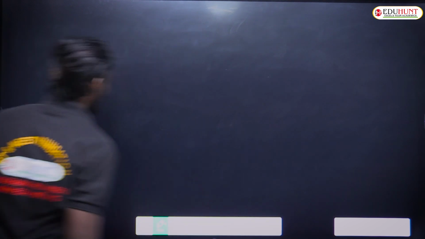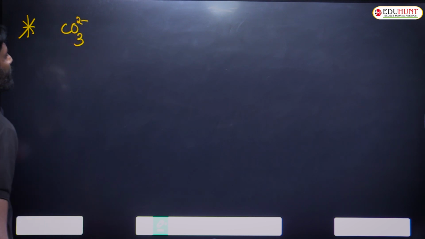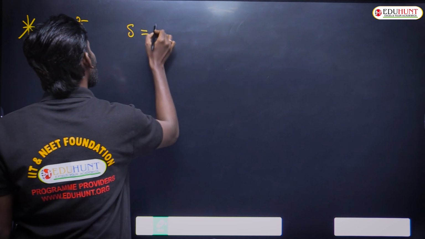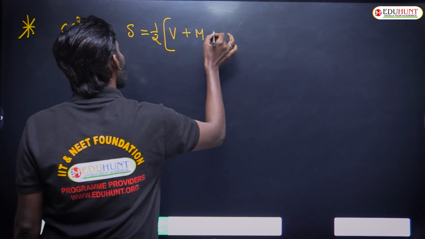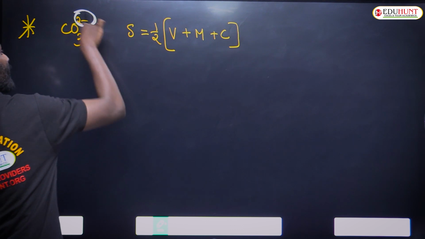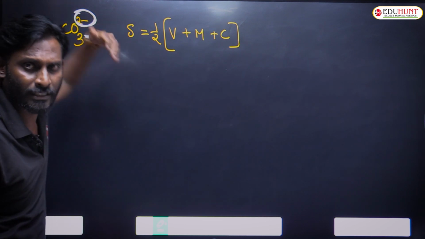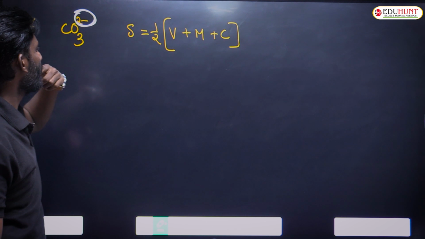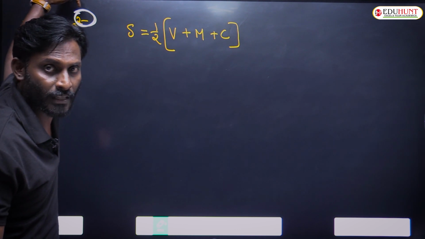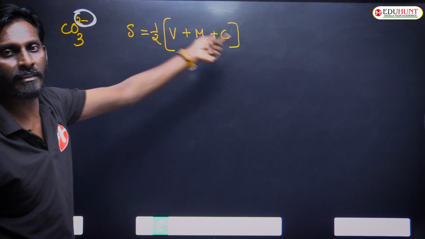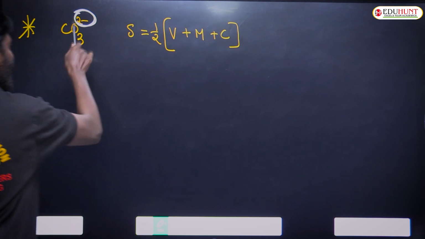Okay. Next, let's do some anions also. CO3 2 negative. What is the formula to calculate the steric factor for an anion? Half into valence electrons of the central atom plus monovalent atoms plus charge magnitude. Because it is an anion, the charge magnitude is added here. There is 2 unit negative charge. See, if it is an anion, then the charge magnitude has to be added. If it is a cation, the charge magnitude has to be subtracted. It is an anion, so I added the charge.